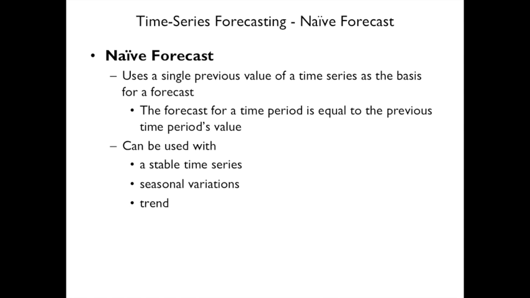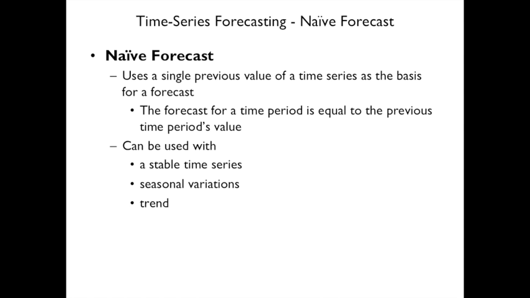So the first time series forecast technique is called a naive forecast. You've heard of someone who's naive, they'll believe anything. Well, this is just the name of this. What it uses is the single previous value of a time series as the basis for the forecast. So yesterday we had 10 customers, so we're going to predict that today we're going to have 10 customers. This can be used very well with a stable time series.